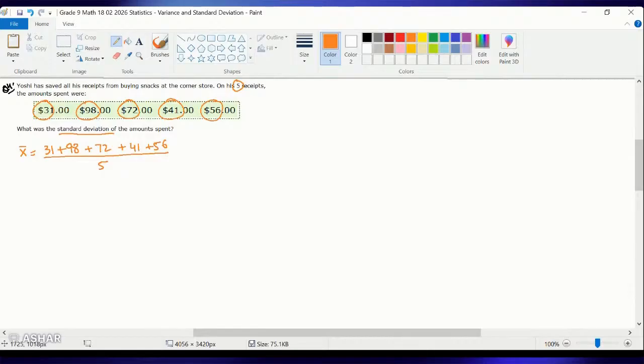The total comes out to be 298 divided by 5. And we can say the mean comes out to be 59.6.